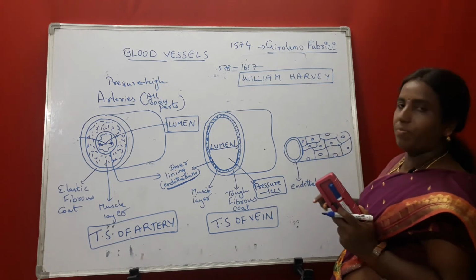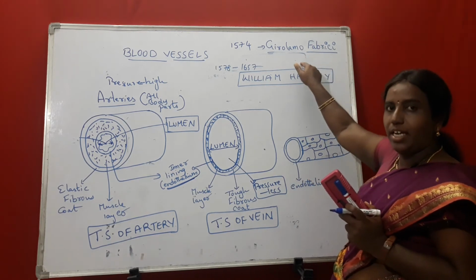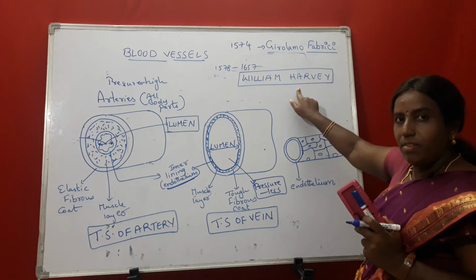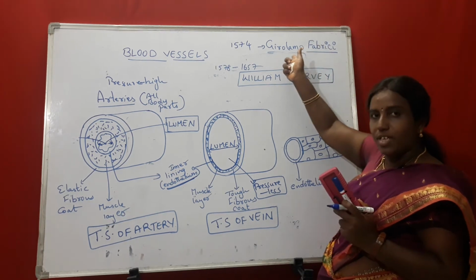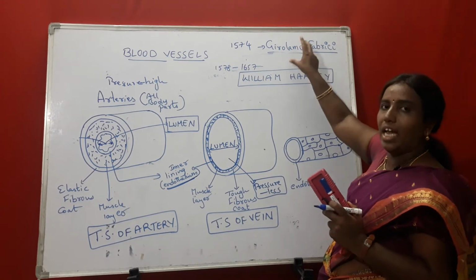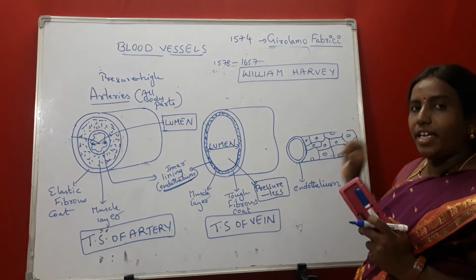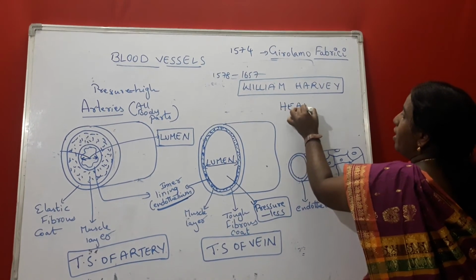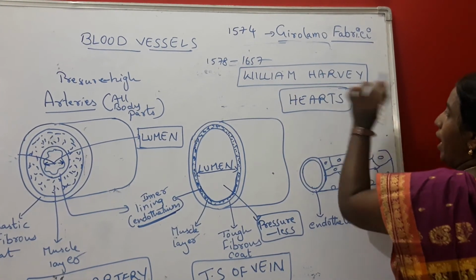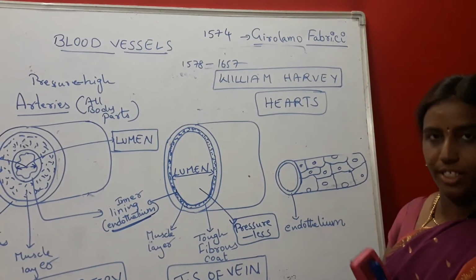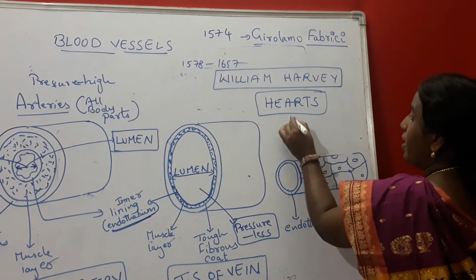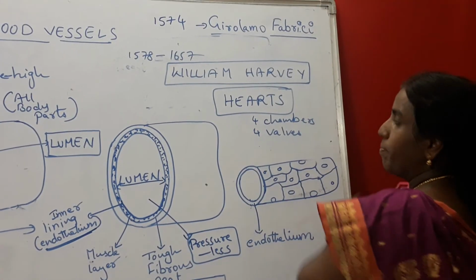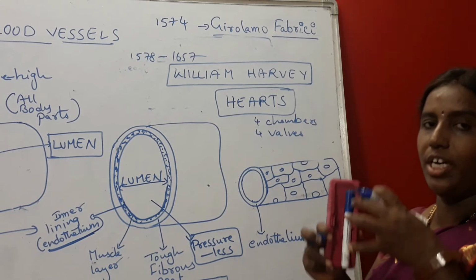What was his work? Girolamo Fabrici is an Italian doctor who worked on the leg veins. William Harvey is an English person. He moved from one country to Italy, worked in the lab of Girolamo Fabrici, and tried to find out more. He worked on the hearts of several animals and dead people. He found that the heart has 4 chambers, 4 valves, and how blood circulation takes place.